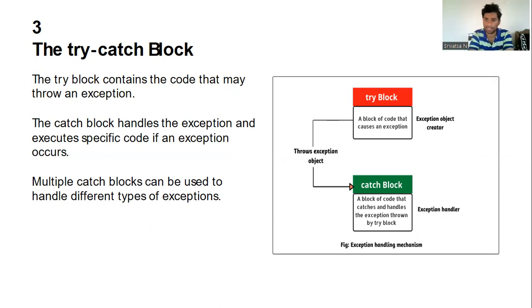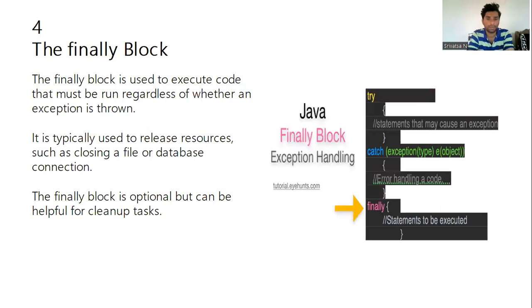Let's discuss it in technical terms. The try block contains the code that may throw an exception. The catch block handles the exception and executes specific code if an exception occurs. Multiple catch blocks can be used to handle different types of exceptions. As for the finally block, no matter what happens, the finally block is going to be executed. That is what you have to remember.